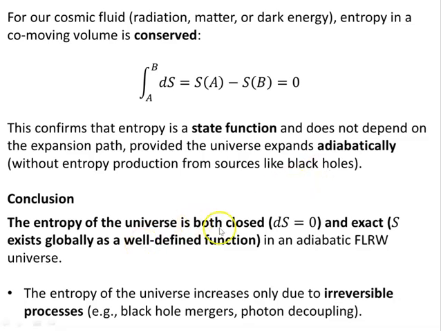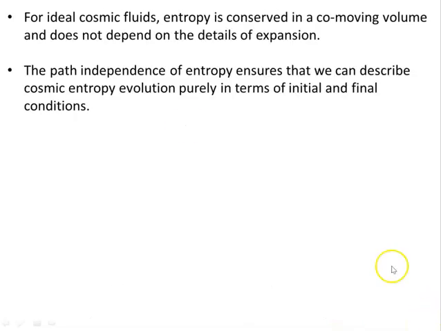Right, conclusion. The entropy of the universe is both closed, dS equals 0, and exact. S exists globally as a well-defined function in an adiabatic FLRW universe. The entropy of the universe increases only due to irreversible processes, e.g. black hole mergers, photon decoupling, Big Bang nucleosynthesis, and so on. Now, for ideal cosmic fluids, entropy is conserved in a co-moving volume and does not depend on the details of expansion. The path independence of entropy ensures that we can describe cosmic entropy evolution purely in terms of initial and final conditions. All right, and that's an example of Poincare's lemma.